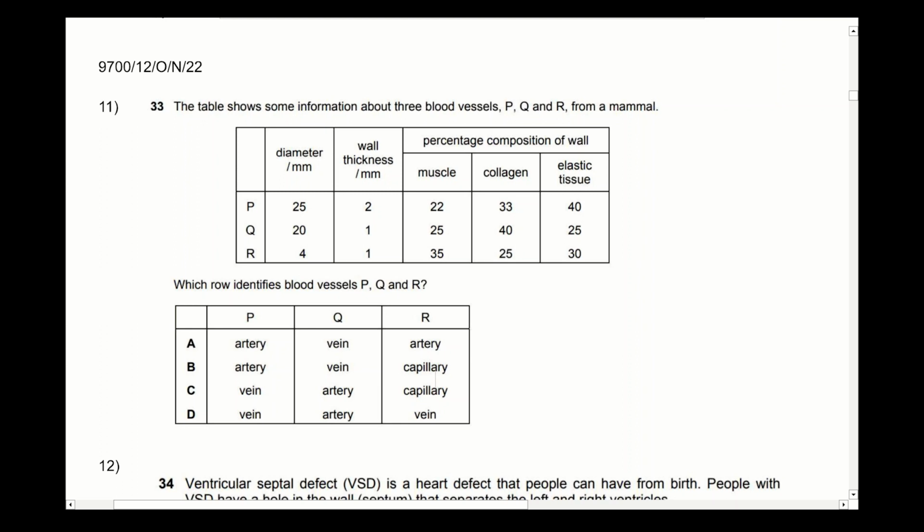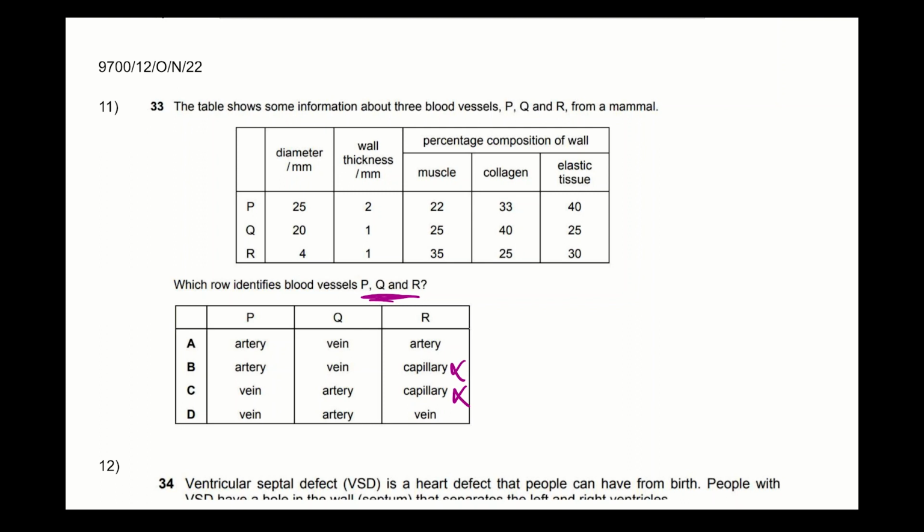Number 11, the table shows some information about three blood vessels P, Q, and R from a mammal. Which row identifies blood vessels P, Q, and R? First of all, you must identify the composition of each blood vessel. Let's start with the easier one. We know that the capillary only consists of endothelium. Therefore, they do not have muscle, collagen, or elastic tissue. Therefore, capillary is definitely incorrect.